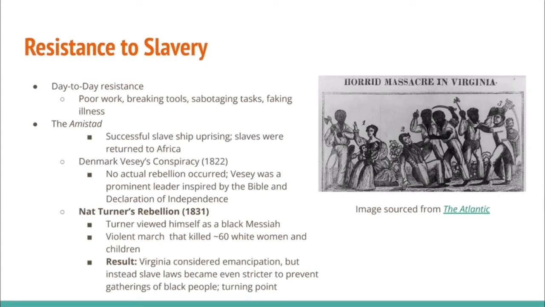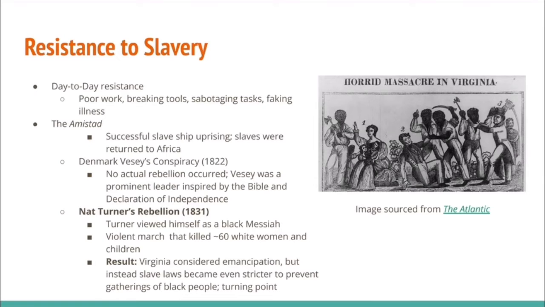A couple examples of resistance to slavery. We have day-to-day resistance. This was very common. This was in the form of poor work, breaking tools, sabotaging tasks, faking illness, all pretty much meant to slow down production on the plantation.